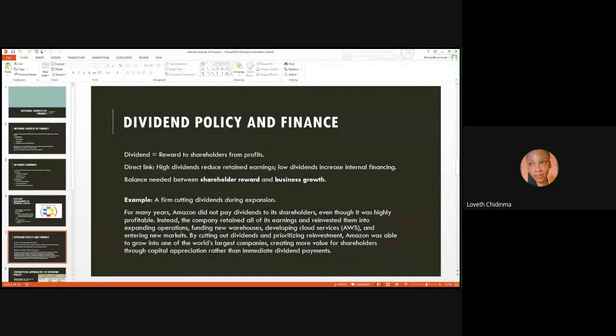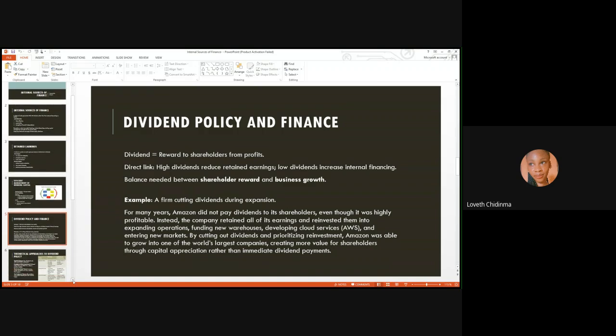So in doing this, it is just another internal source of funding. Instead of paying dividends, like what Amazon had done, they plug it back into the business to expand the business and also, in the long run, give the shareholders more payouts at the end of the day.